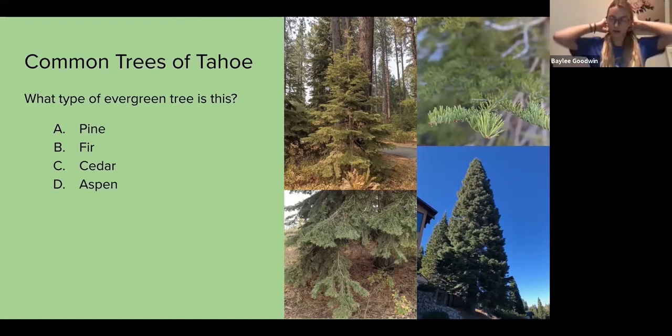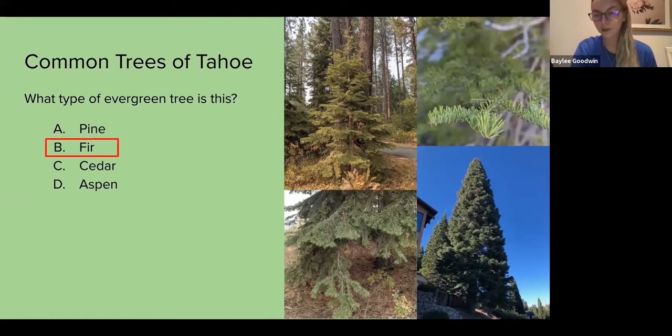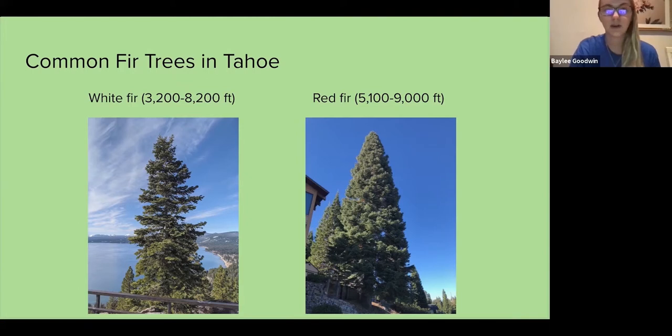There's our timer. So the answer to what type of evergreen tree is this? It is a fir tree. And in Tahoe, there are two types of fir tree. We have the white fir and the red fir. For the most part, if you're anywhere near lake level and you see a fir tree, you can pretty much assume that it's going to be a white fir because red firs are almost exclusively found at higher elevations.